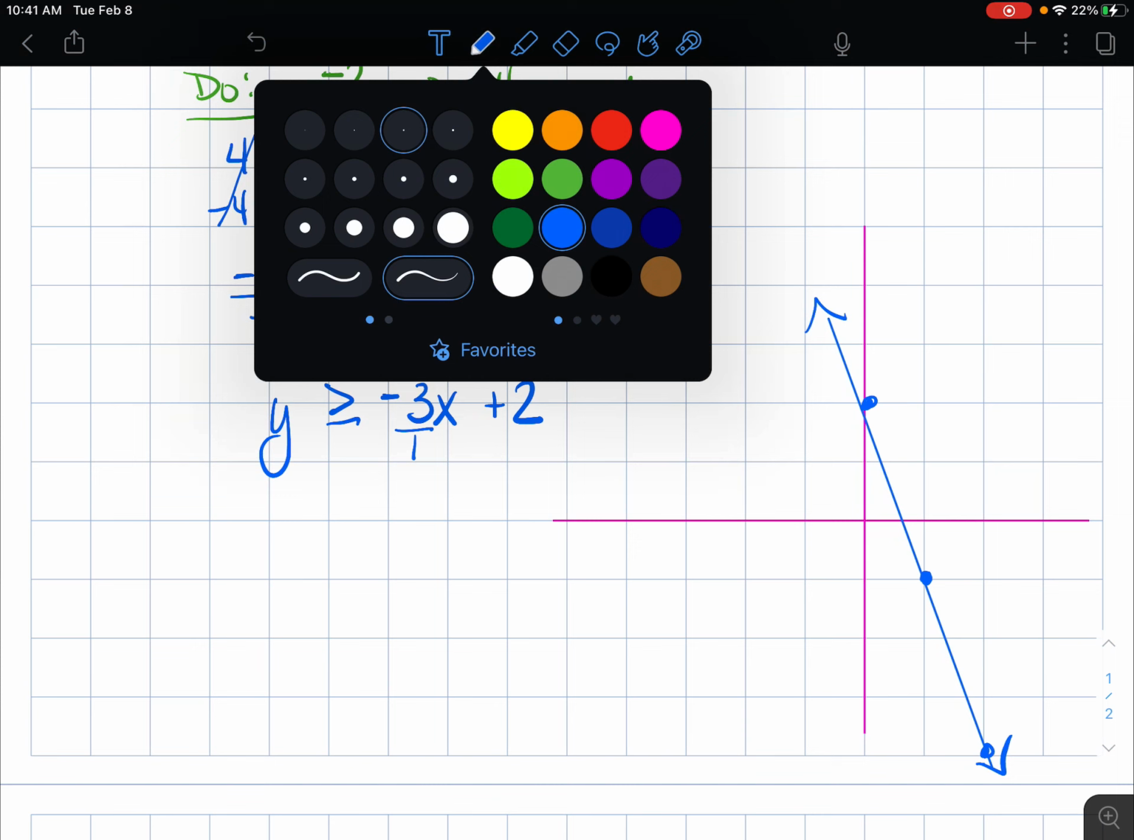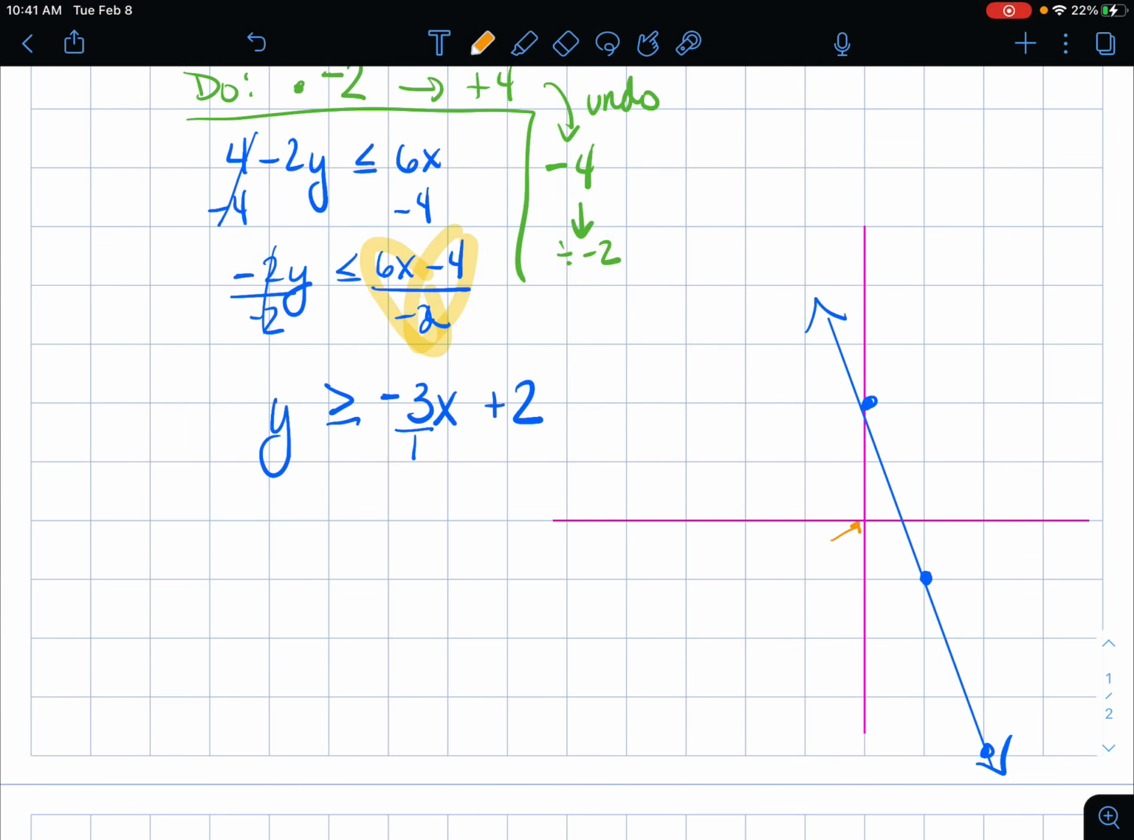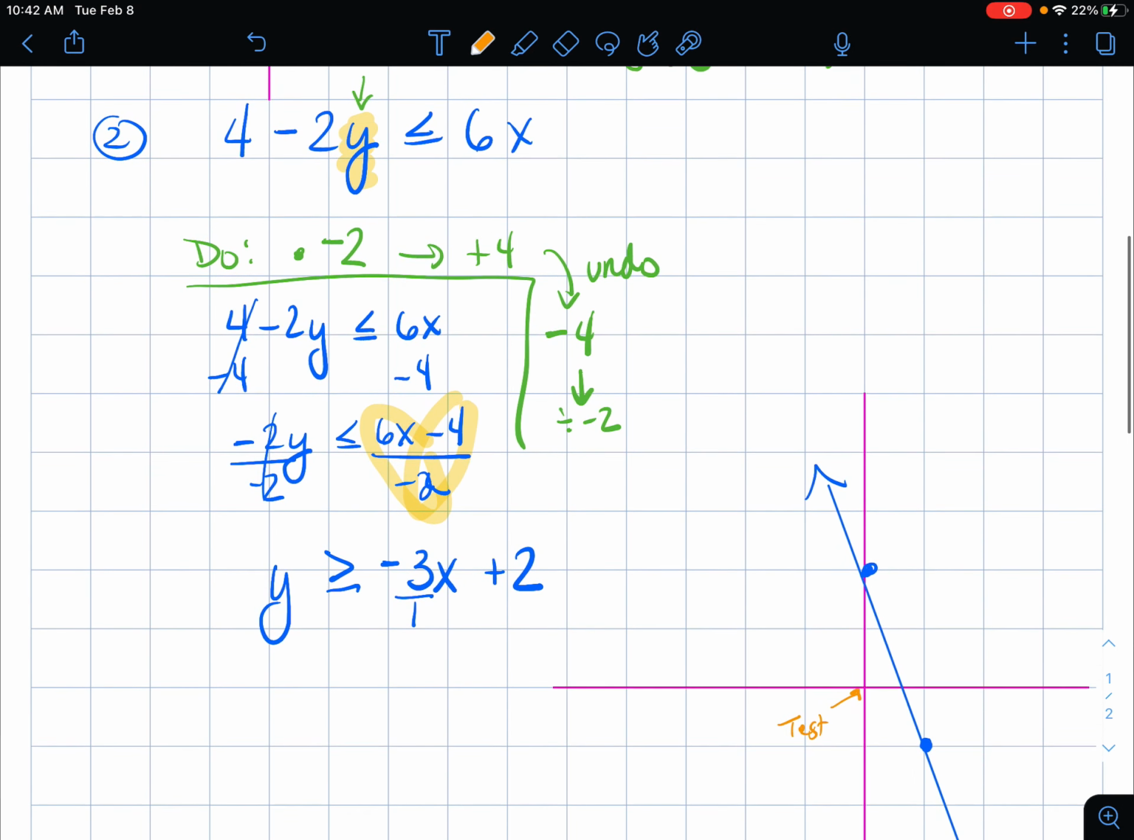And now we do our test. So again, I'm going to use that 0, 0 as my test point. If it's true, I shade where the test point is. If it's false, I shade the other half. So let's go ahead. I'm going to plug it into my original. So I'm going to say 4 minus 2 times 0 is less than or equal to 6 times 0. So 4 take away 0 is just 4, and it says 4 is less than or equal to 0, and that is false.